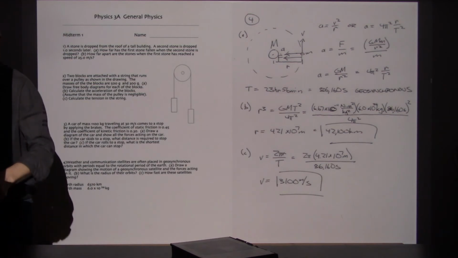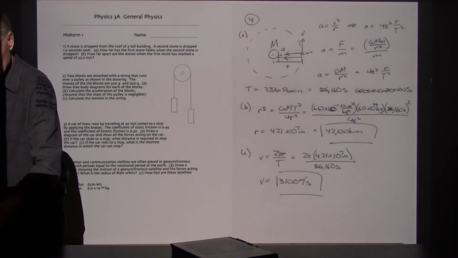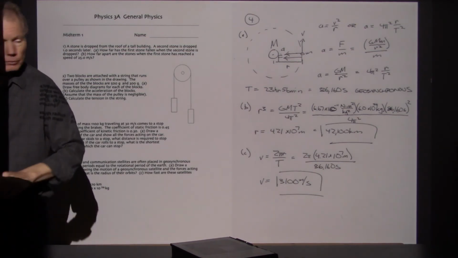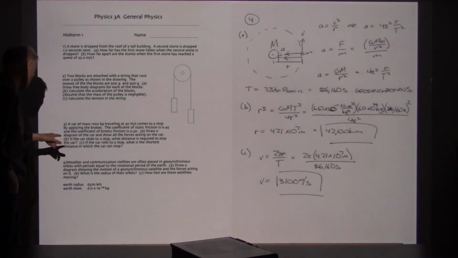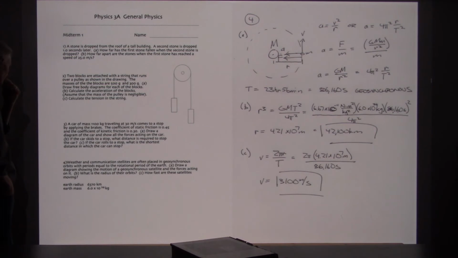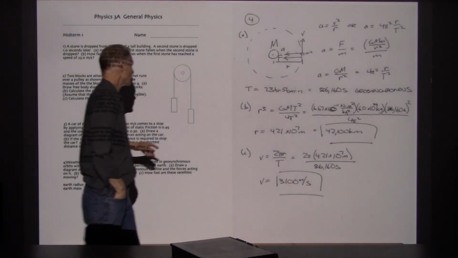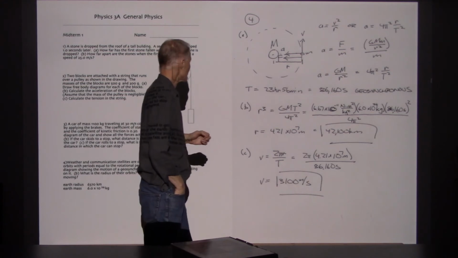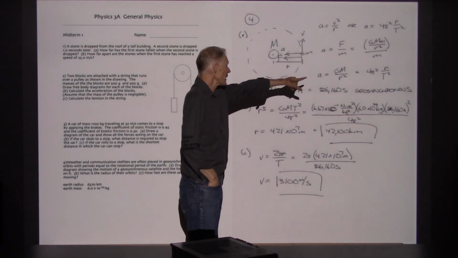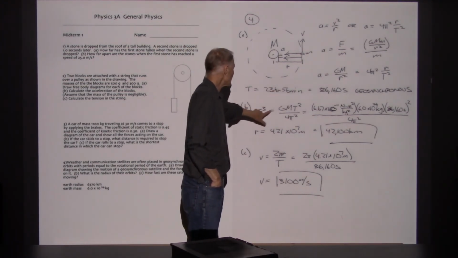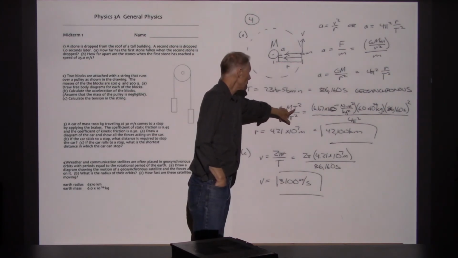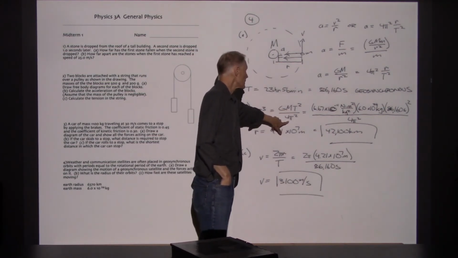We are on to chapter 4, weather and communication. What is the radius of the orbit of these geosynchronous satellites? So I'm taking that problem and just solving it. R cubed is big G, big M, period squared over 4 pi squared.